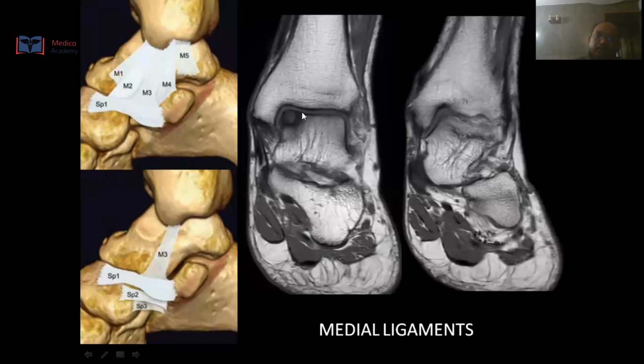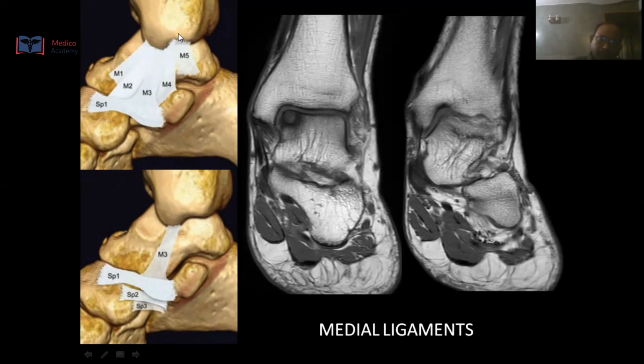Coming to the medial ligament complex, it is basically called the deltoid ligament complex, and along with that there is a spring ligament complex. It consists of a large number of ligaments, but the clinical importance of the MRI which we see commonly are the, so this is the medial aspect of the tibia, and this is the talus, this is the navicular, this is the calcaneum.